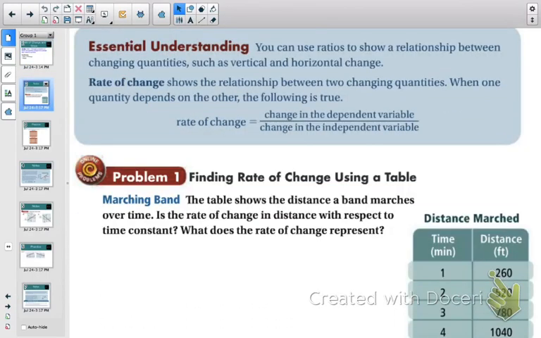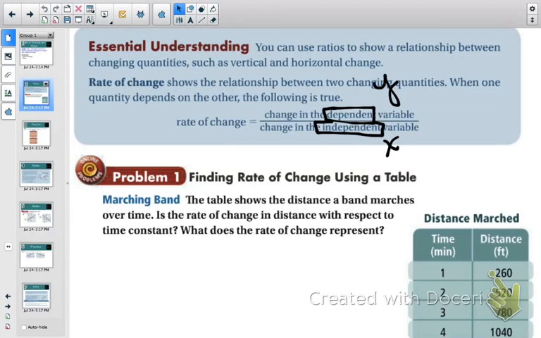All right. Okay, so rate of change shows the relationship between two changing quantities, not qualities. Anyway, so rate of change is the change in the dependent variable over the change in the independent variable. Now dependent and independent, you have to make sure you know the difference between those two things. Dependent is the variable that changes depending on the other variable. The dependent variable is going to be our y. The independent is going to be our x.